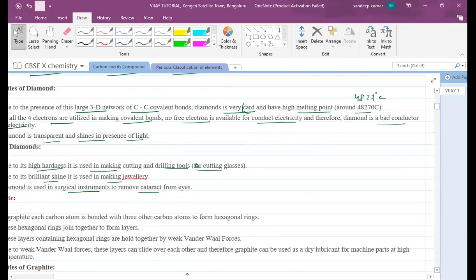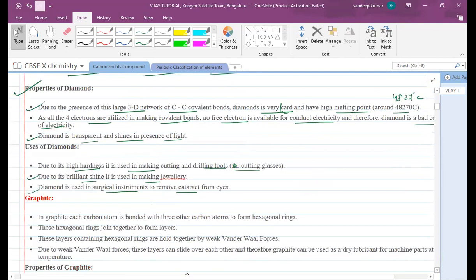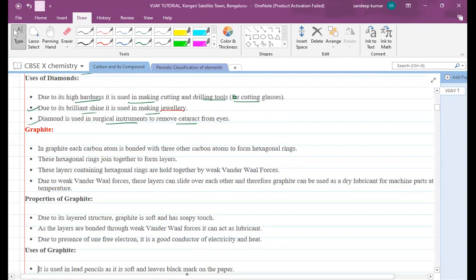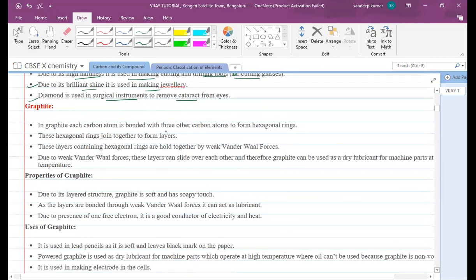Second allotrope of carbon is what? Graphite. So in graphite, each carbon atom is bonded with three carbon atoms to form hexagonal rings like this.